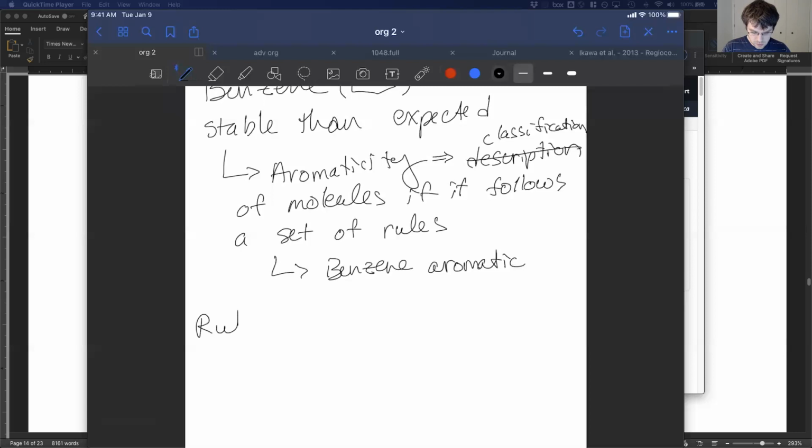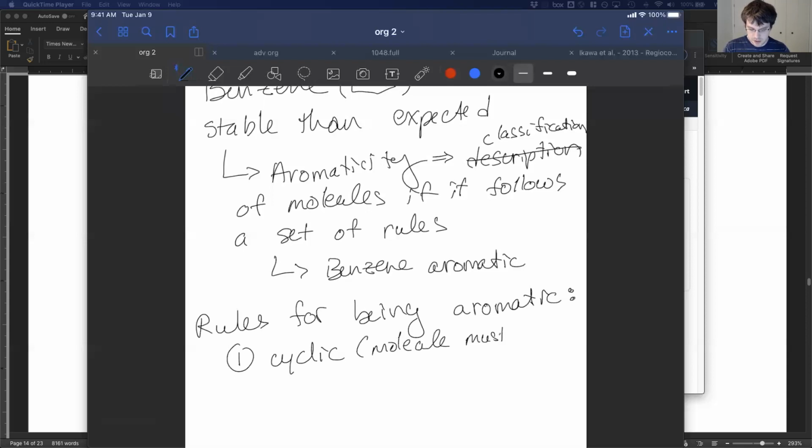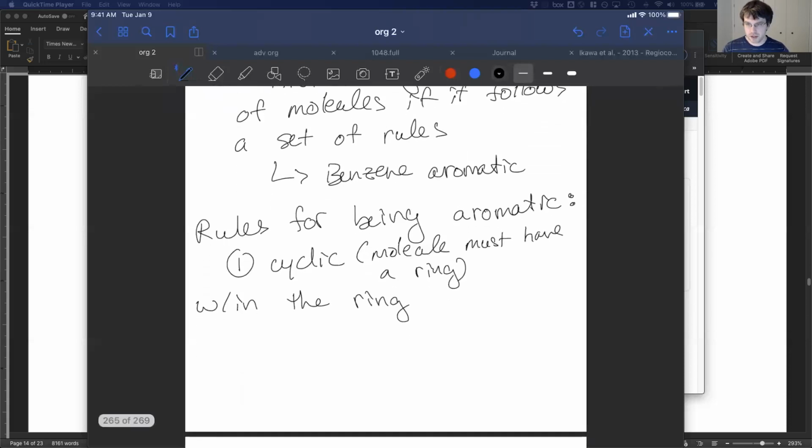So let's get right into it. What are the rules for being aromatic? The rules for being aromatic are that, 1, you have to be cyclic. That is, the molecule must have a ring. That's rule number 1. Now, within the ring, I don't care what's happening outside the ring, the molecule must be flat. We can have three-dimensionality and non-flatness everywhere else, but within the ring, we must be flat, which is to say planar, or sp2 planar. Planar is kind of the key word. There are ways to squeeze an sp hybridized atom into these things and still maintain aromaticity, but mostly we're sp2.